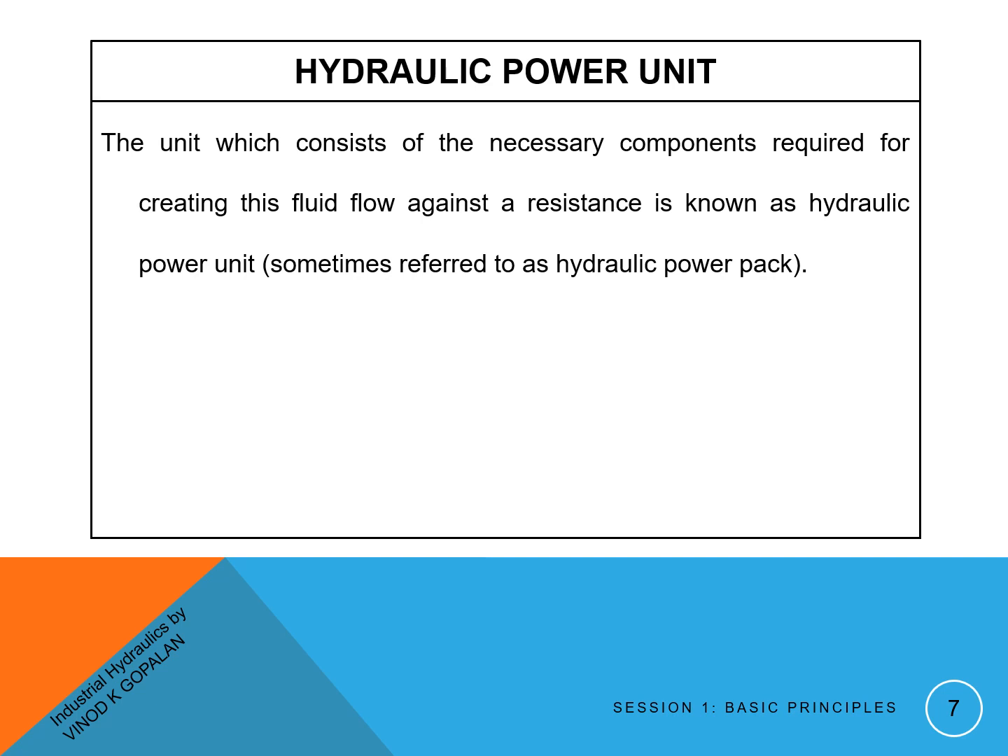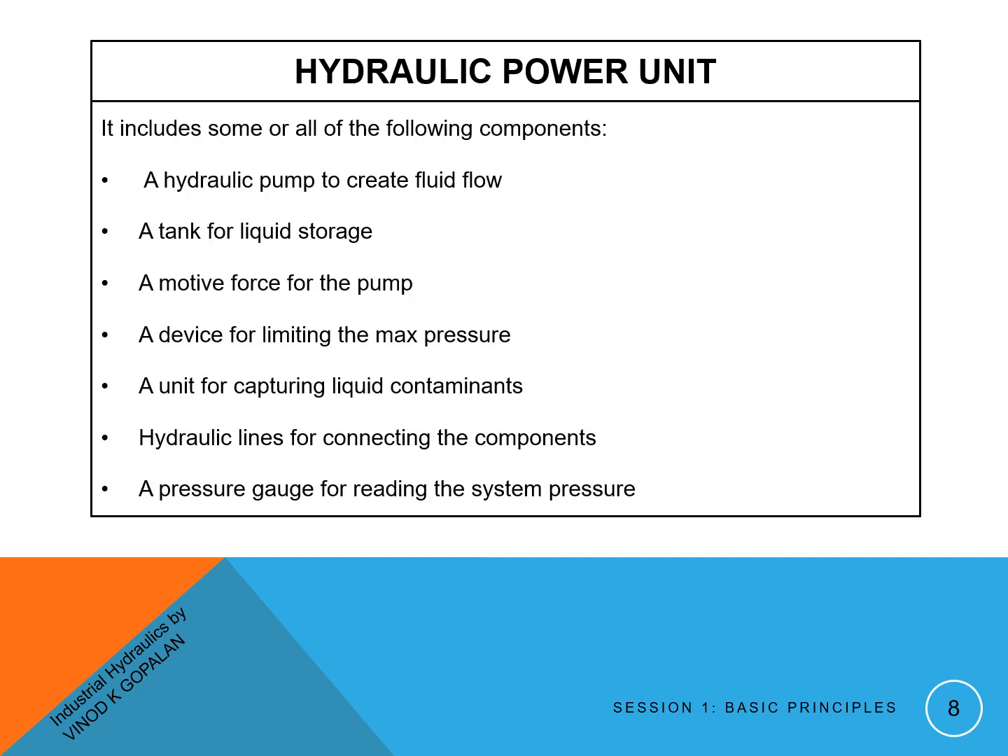The unit, which consists of the necessary components required for creating this fluid flow against a resistance, is known as a hydraulic power unit, sometimes referred to as a hydraulic power pack. The hydraulic power unit includes some or all of the following components: a hydraulic pump to create fluid flow, a tank for liquid storage, a motive force for the pump, a device for limiting the maximum pressure, a unit for capturing liquid contaminants, hydraulic lines for connecting the components, and a pressure gauge for reading the system pressure.